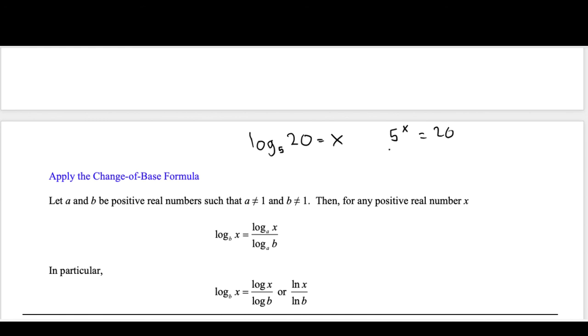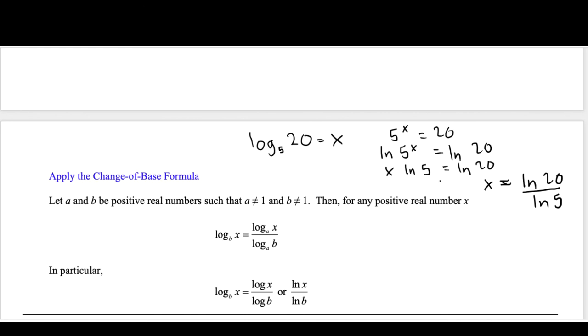And I take the logarithm of both sides. Let's say we choose natural logarithm. Then it would be ln of 5 raised to the power of x equals ln of 20. Then I could apply the power rule of logarithms, and I could bring the exponent out front and write it as x times ln 5 equals ln 20. And now I can solve for x by dividing both sides by ln 5, right? So x is equal to ln 20 divided by ln 5.